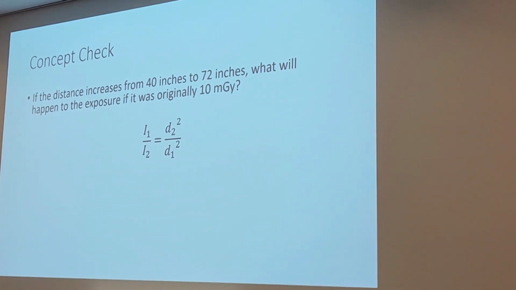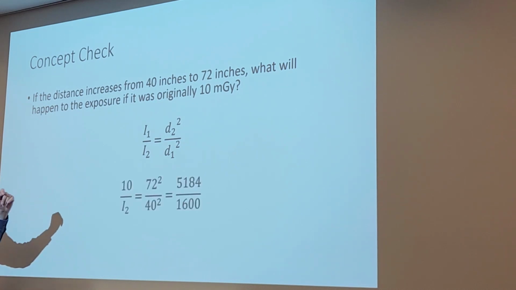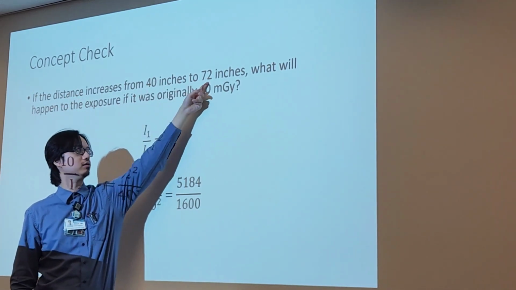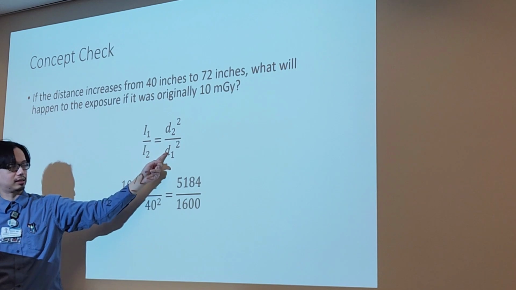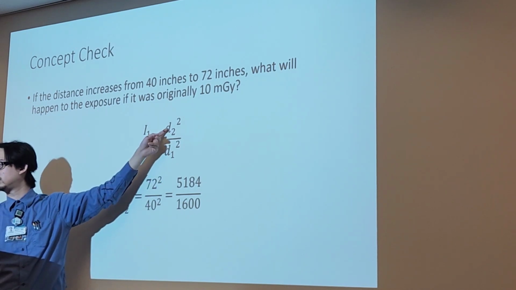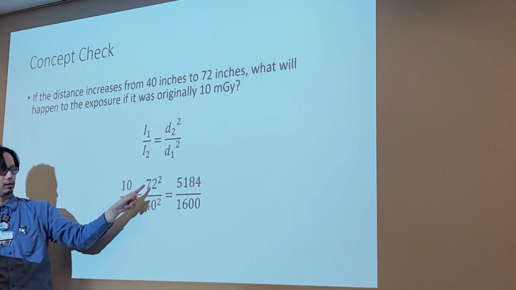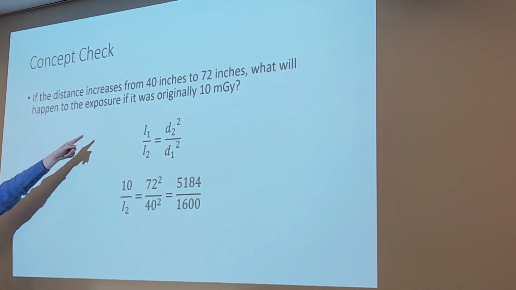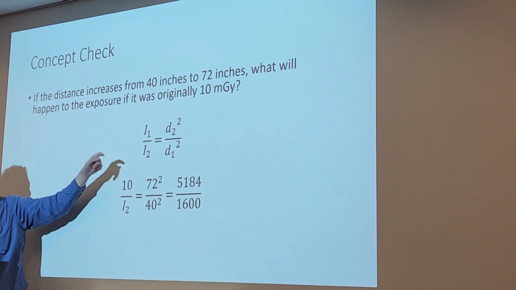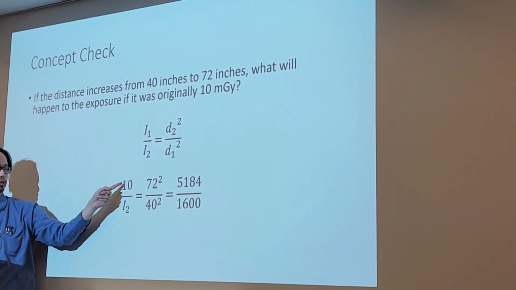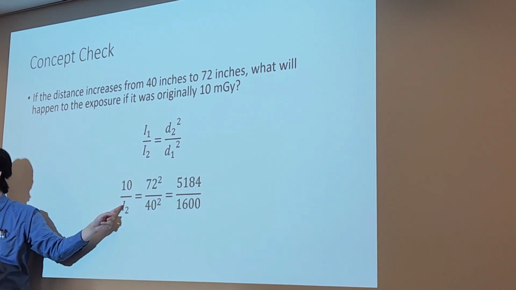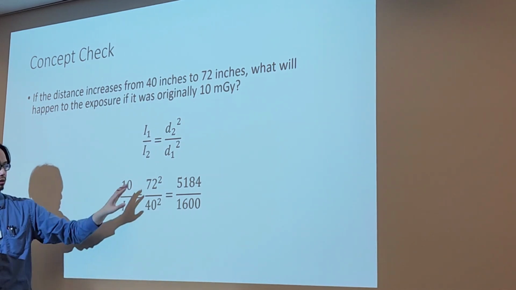Perfect. So inverse square law. We'll just go through this real quick. Hopefully it looks kind of familiar. We want to go from 40 inches to 72. So 40 goes in our distance one, 72 goes in our distance two. Original exposure was 10 milligrays. What is the new one? Original is number one, so I put that there. Number two, I don't know it. There's my unknown.